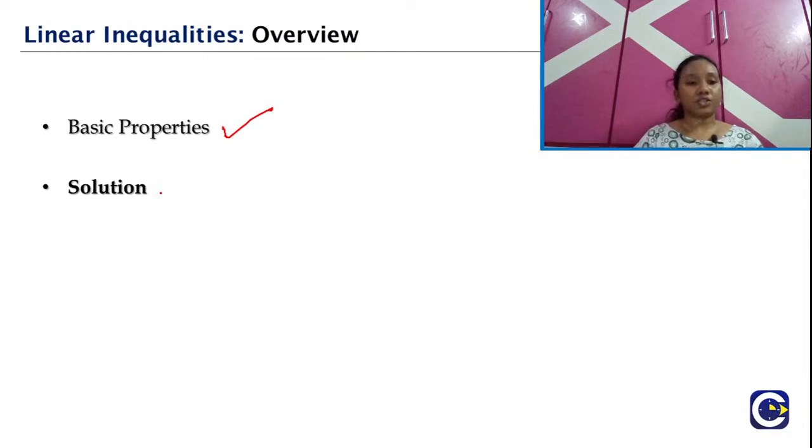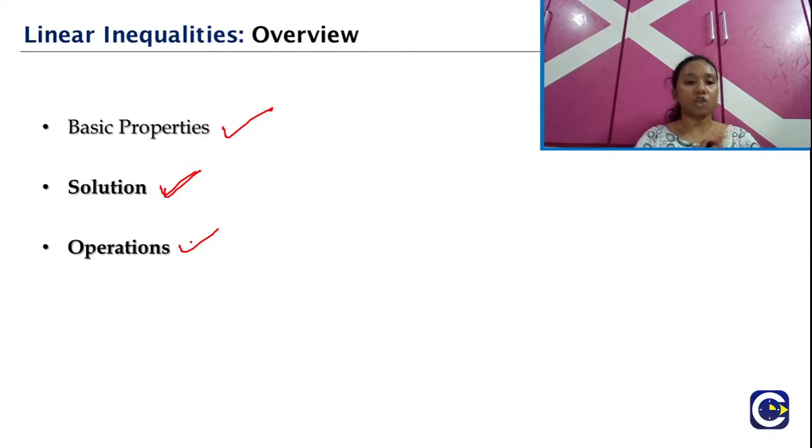So coming to today's session, we are going to look into the solution of our linear inequalities. Right, solution in the sense of simply solving the given linear inequality and writing the answer in terms of interval, according to the question which is mentioned. Right. So after the solution, we are going to look into some operations here.